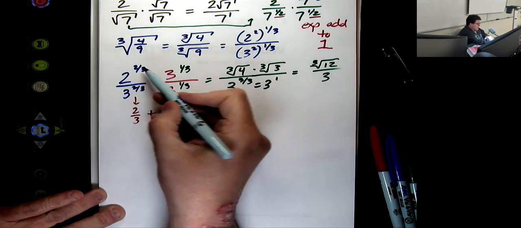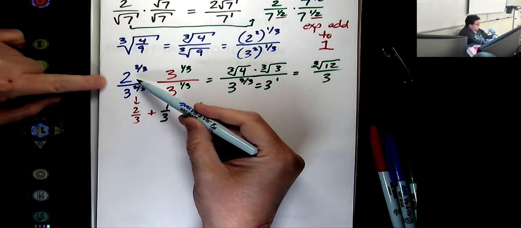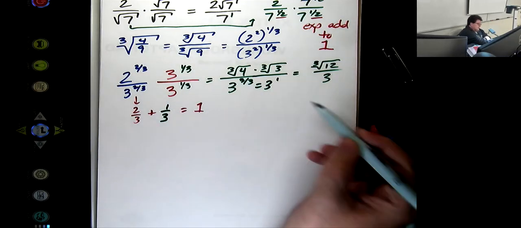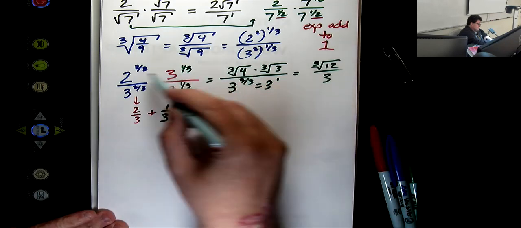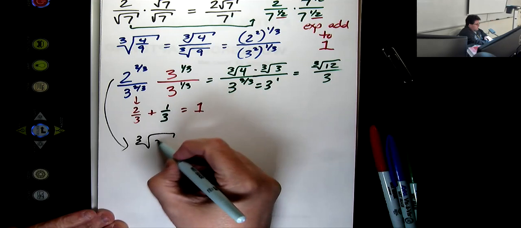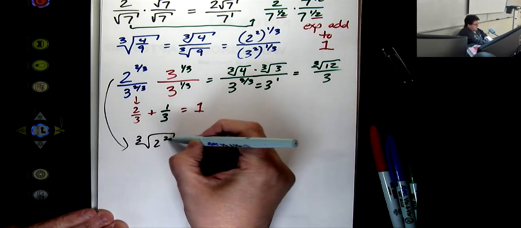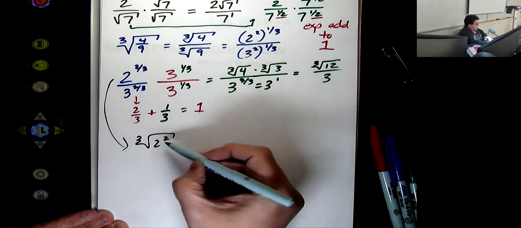The cube root of 4 is what we started with for the top, the 2 to the 2/3. I took the 2 to the 2/3 here and treated that as the cube root of 2 squared. So the bottom of the fraction is the index, and the top of the fraction is the exponent on the inside.